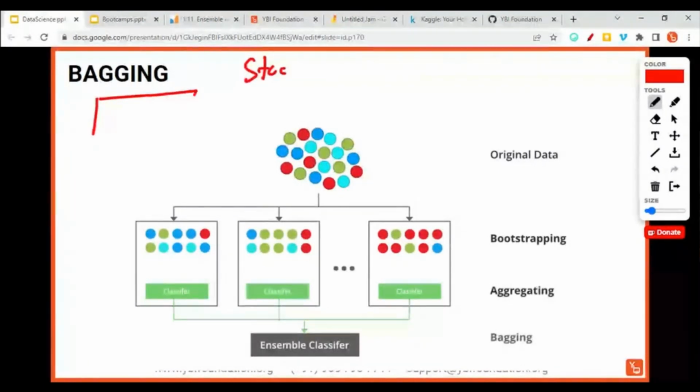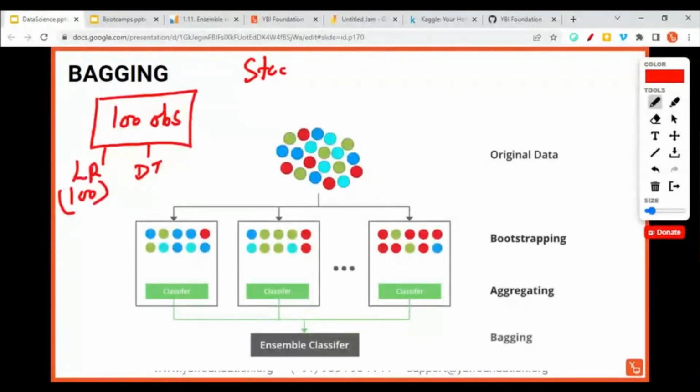This is my data set, say for example of 100 observations. I am using logistic regression on 100 observations. Here I am using decision tree on 100 observations. Here I am using, say, naive Bayes on 100 observations. What does it mean? In stacking, I am using the whole data set for all the models and averaging out.